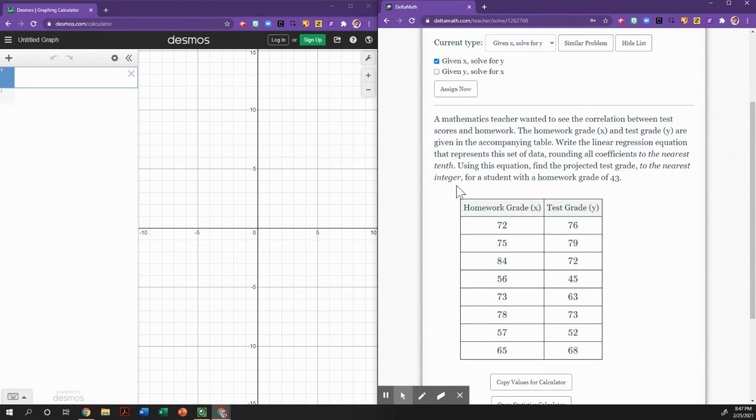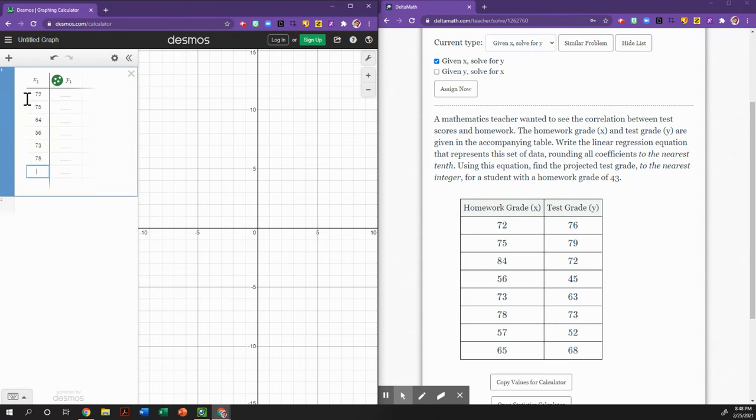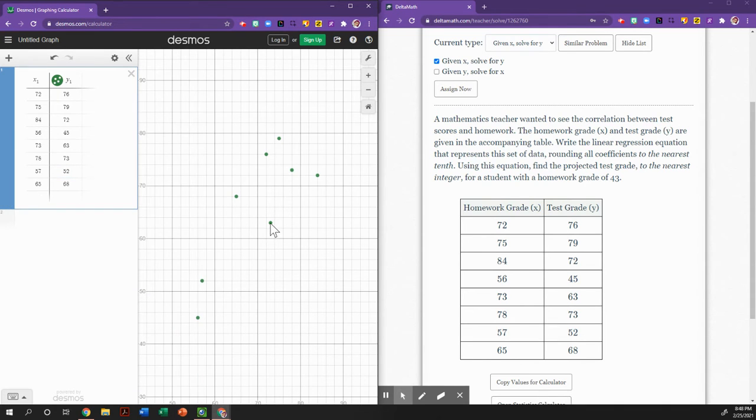Okay, all right, so I'm going to go over here, and I'm going to add to my table. Most of you guys were doing okay with this in class. Make sure you double check your values as you're typing them in, because if you do make a mistake, it's going to affect your calculations. 79, 72, 45. Okay, and then if you hit the magnifying glass, you can see your dots.